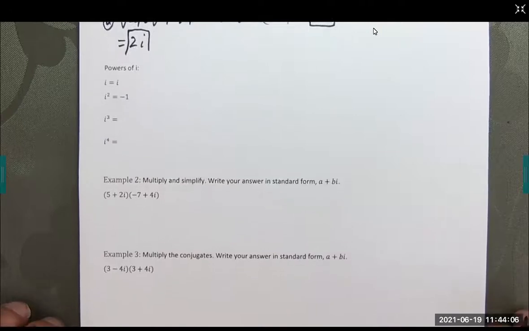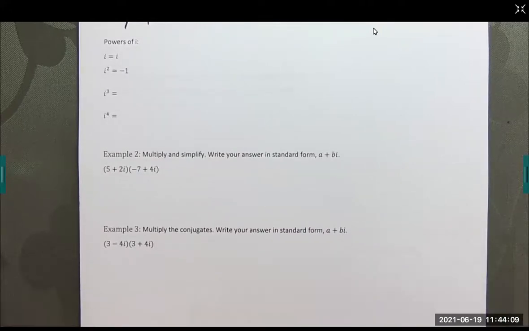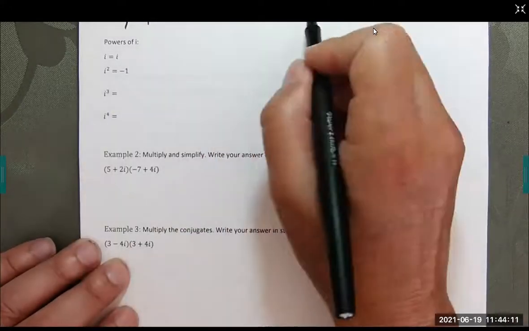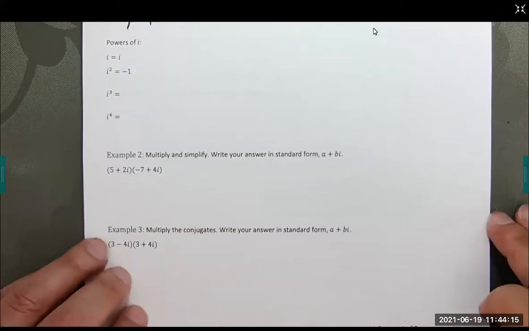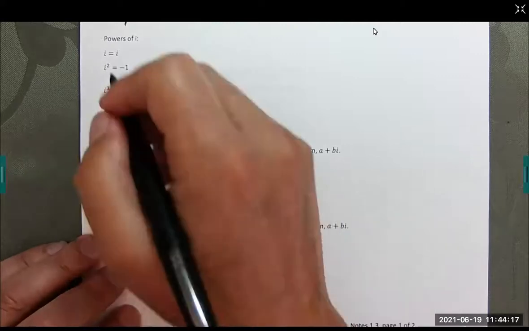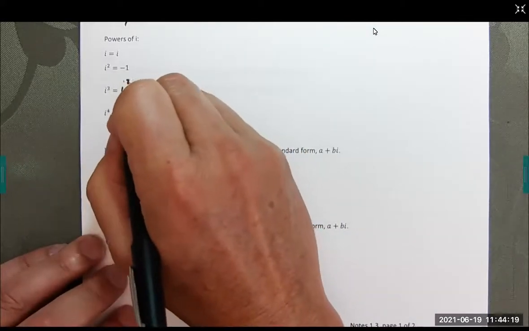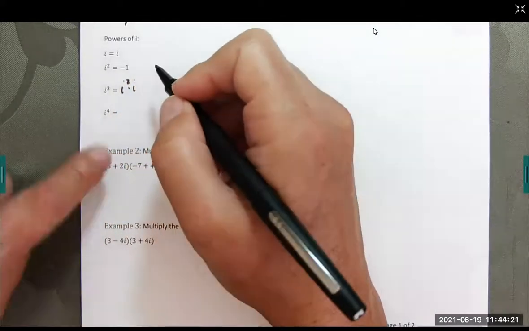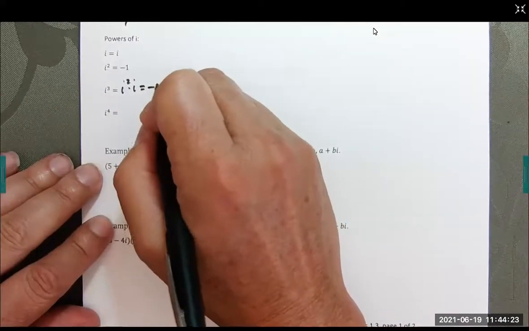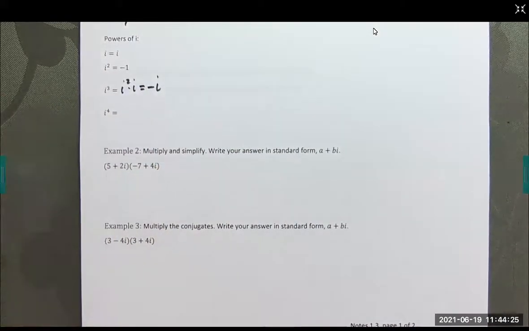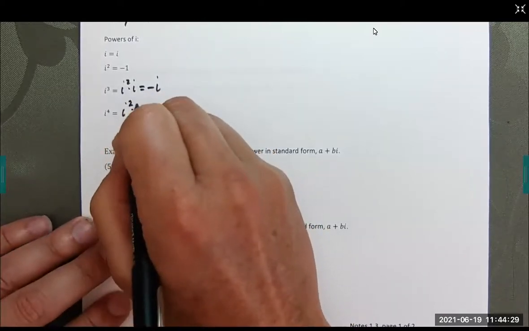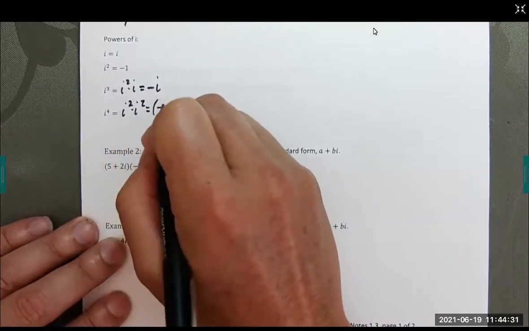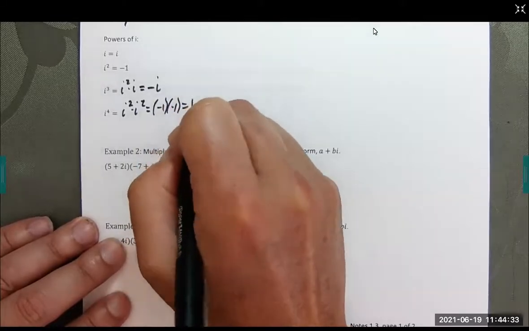All right, let's talk powers of i. We just did this one right there. So i squared is -1. Now i to the third is i squared times i. We know i squared is -1. So i cubed is -i. i to the fourth is i squared times i squared, which is -1 times -1, or just 1.